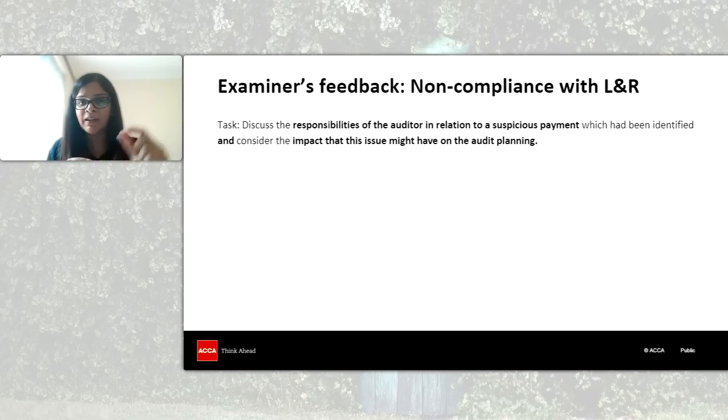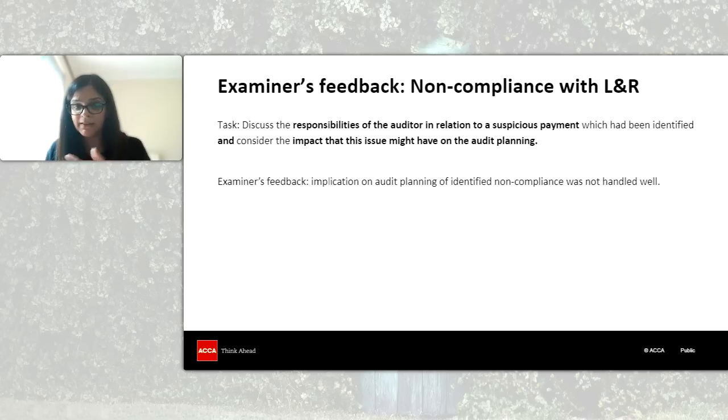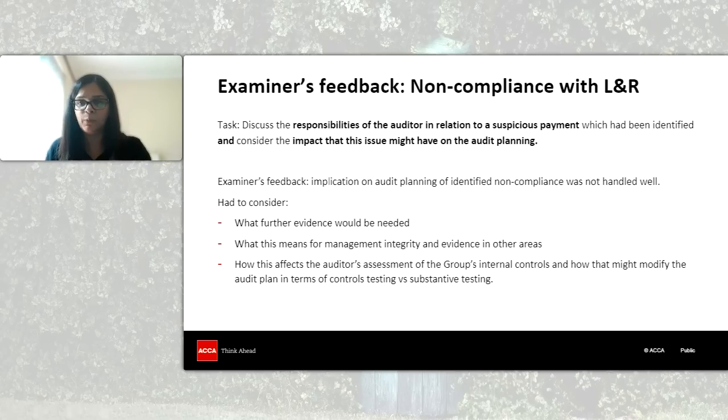This is what they mean when they say discuss the impact that this has on audit planning. In terms of the feedback, the examiner said that the second half of the question was not handled well. Everything that I just said earlier is up on your screen now. You had to consider, with reference to this identified non-compliance, what other evidence would be needed, and what this means for management integrity and evidence in other areas.